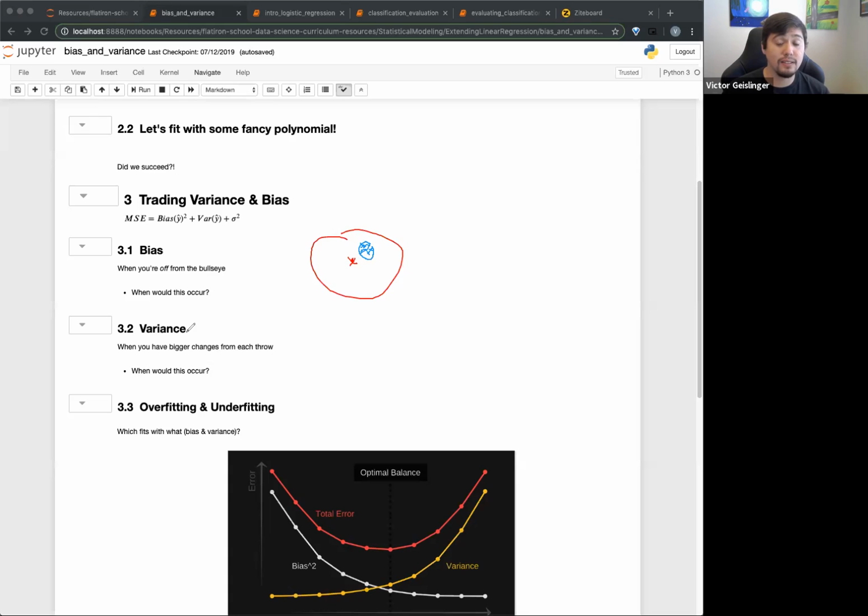Now, the contrast to this is variance. Variance is when you have bigger changes each time. Imagine shooting an arrow at a bullseye: every time you shoot, you hit somewhere different. Maybe one or two hit the bullseye, but mostly they're all over the place. This is what we call high variance versus high bias.